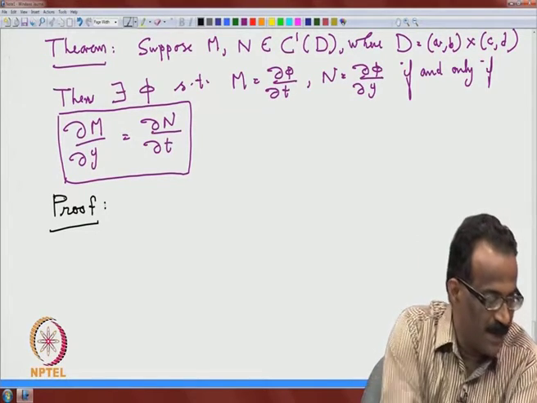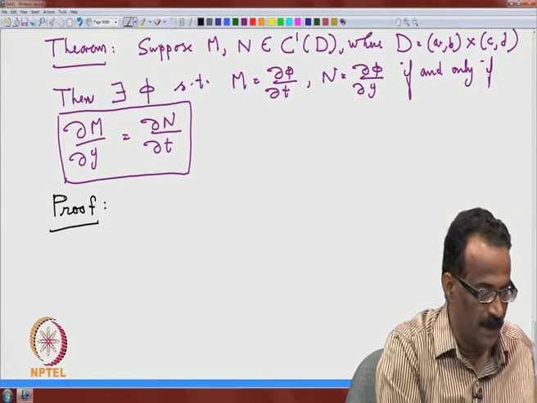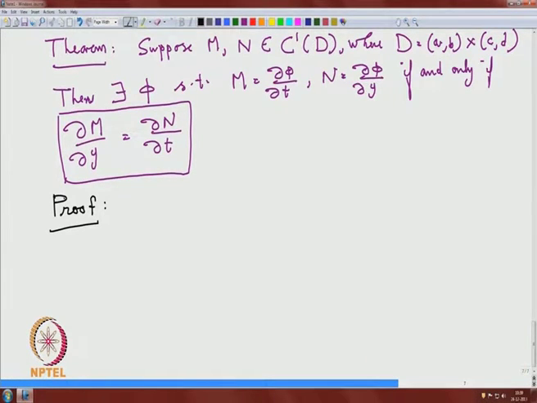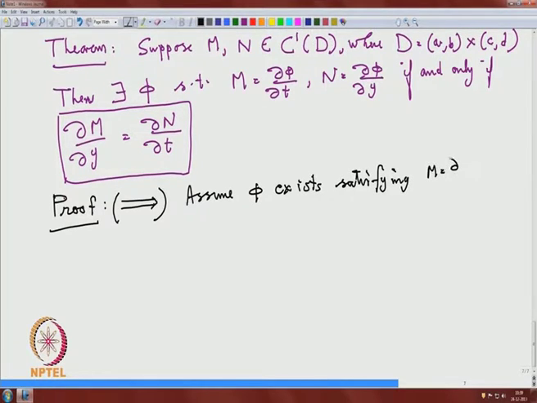So, assume one condition. We will prove one direction. There exists phi, that is fine. So, we will prove this part first simply. Assume phi exists satisfying m equal to dφ/dt and n equal to dφ/dy.